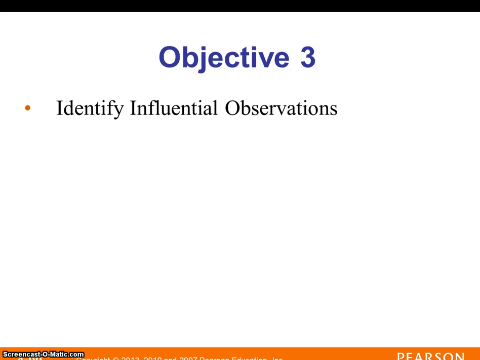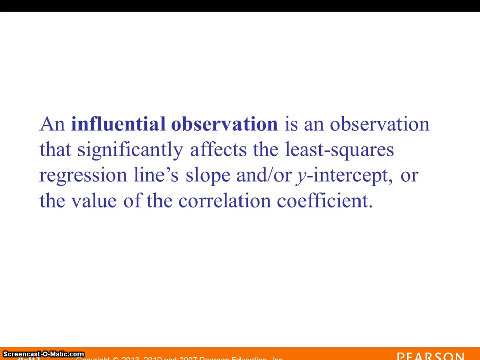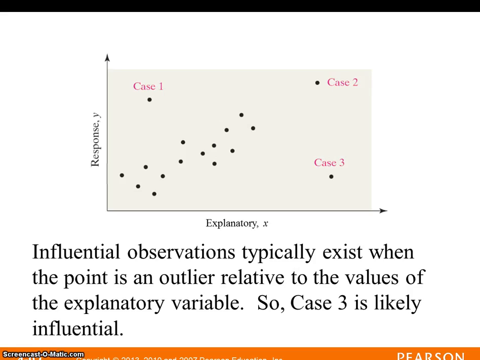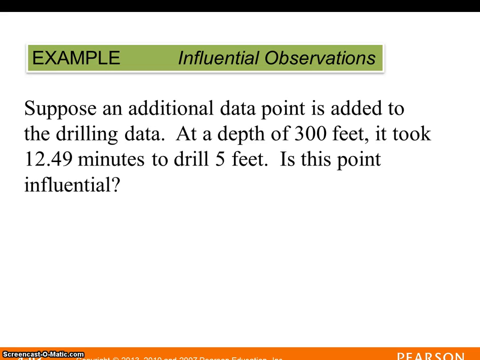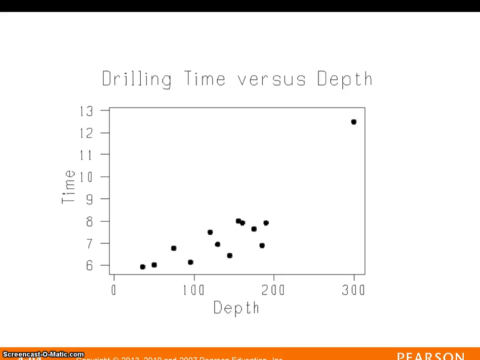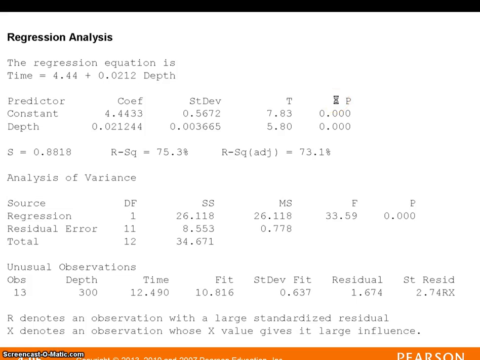Objective 3 here is to identify influential observations. These are observations that may influence your data one way or the other, that if you got rid of them might skew your data one way or the other. So influential observations typically exist when a point is an outlier relative to the values of the explanatory variable. As an example, suppose an additional data point is added to the drilling data at a depth of 300 feet, if it took 12.49 minutes to drill 5 feet. So you get this outlier kind of over here. And so you can see that it can throw off your regression equation quite a bit.